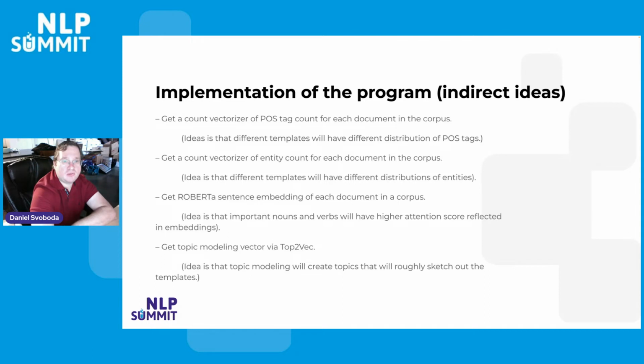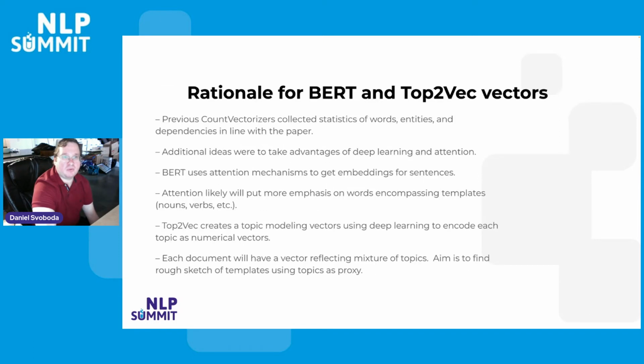I used RoBERTa sentence embedding with sentence transformers in Python to get the sentence embedding. The idea is that the attention mechanism found in RoBERTa would focus specifically more on nouns and verbs. And finally, I implemented topic modeling with Top2Vec. So the idea would be that the topics found with Top2Vec would form a rough outline of the templates that we are going to do.